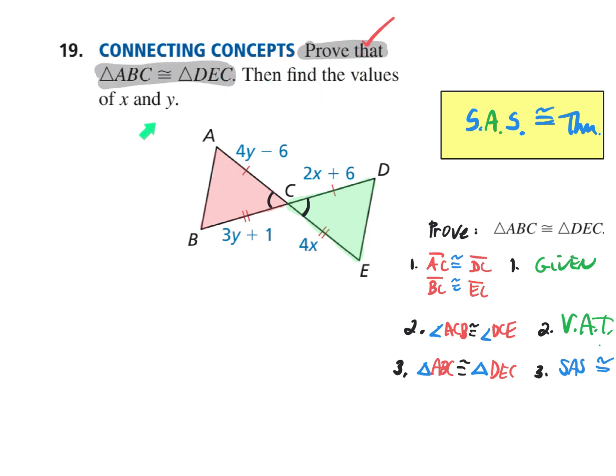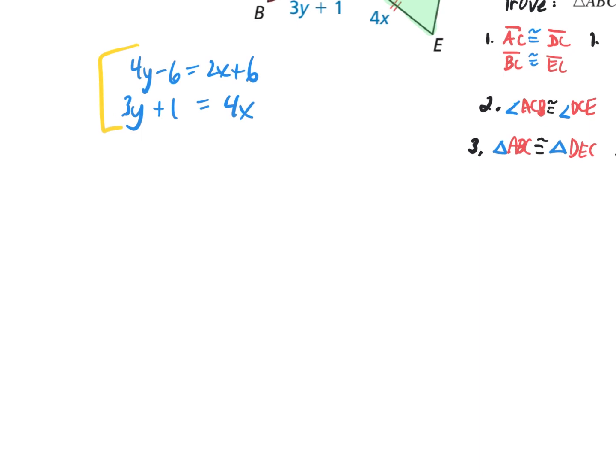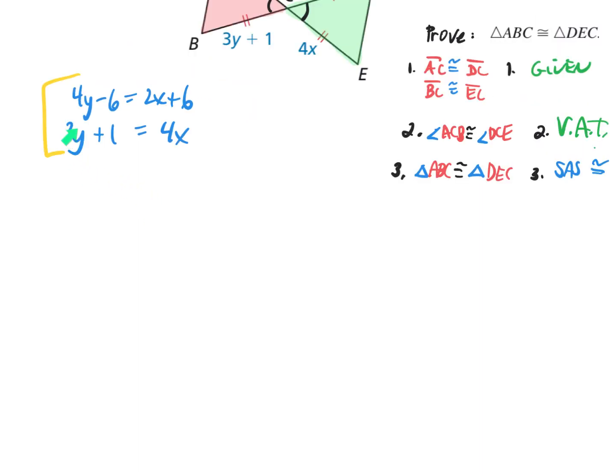Now they want us to find the values of x and y that make that true. No problem. This side is congruent to that side, and this side BC is congruent to this side EC, or 3y plus 1 is equal to 4x. All right, well, this is one of those systems of equations, and to solve the system of equations, we can use a substitution method or the elimination method. I'm thinking I'm going to use the elimination method this time.